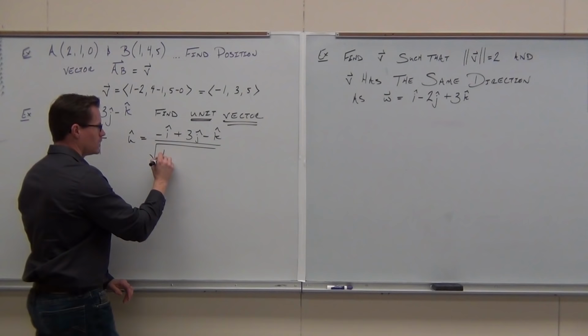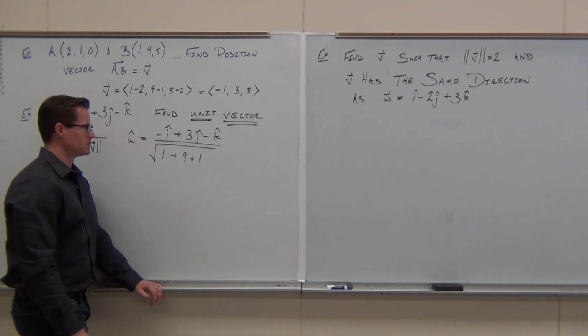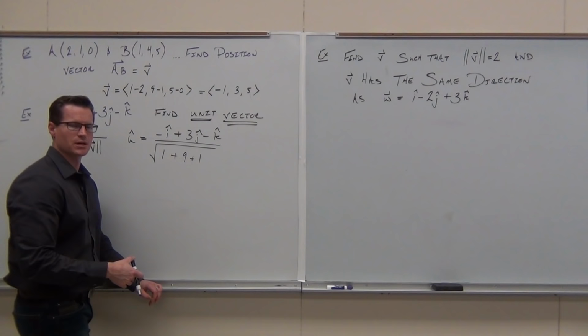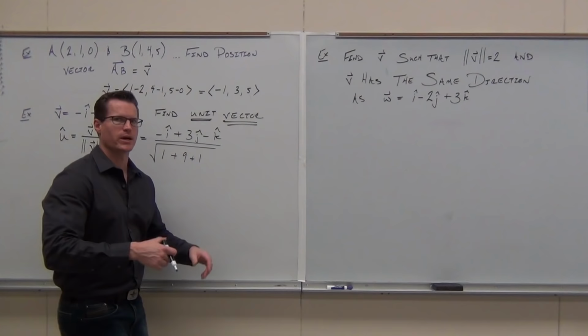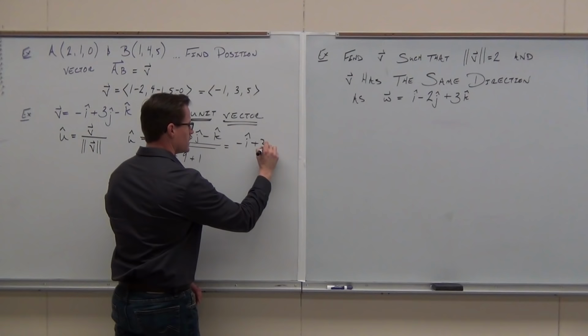Square root. Yeah, I end up squaring these in my head pretty much all the time. Because I go, okay, negative 1, it's 1 squared is 1. 3 squared is 9, 1 squared is 1. I do that in my head a lot. I go, okay, this is negative i plus 3j minus k all over the square root of 11.